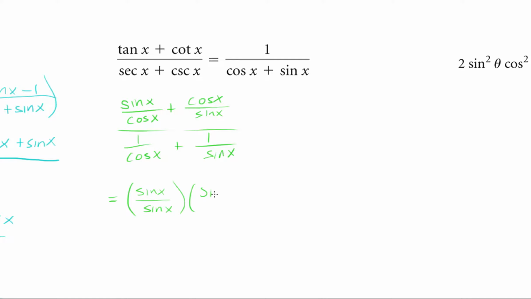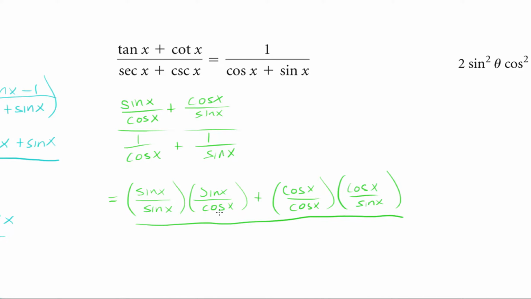times sine of x over cosine of x, plus on the right I'm going to multiply by cosine over cosine, so cosine of x over cosine of x times cosine of x over sine of x, over the same thing here because it's the same common denominator.